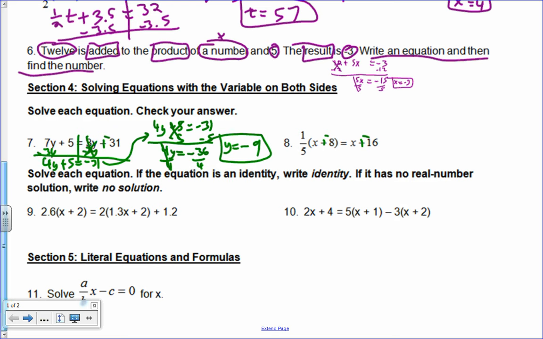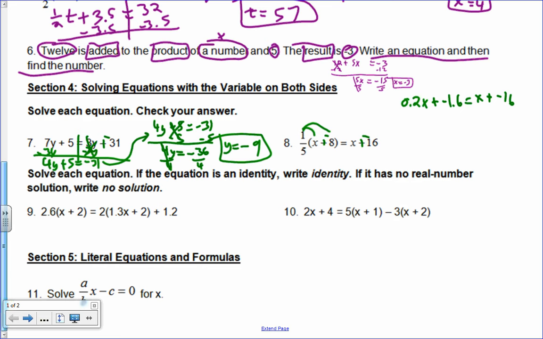Alright, number 8. Let's do some distributing again here. 1/5 distributed to both of these parts. Some of you prefer to change it to 0.2. 1/5 is 0.2. That's totally fine if you want to do that. Not crucial, but might help. So if you want to do that, that would be 0.2x. And then 0.2 plus negative 1.6 equals x plus negative 16.